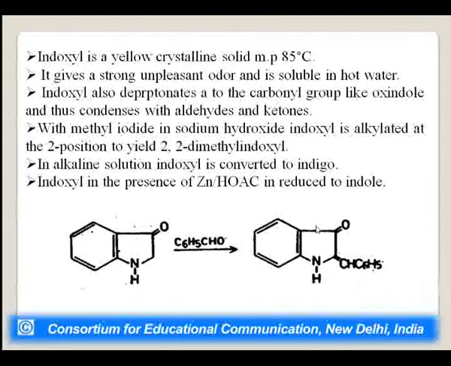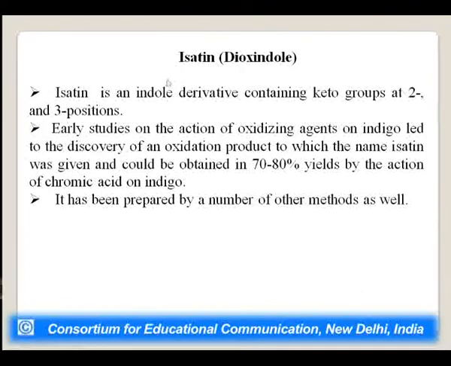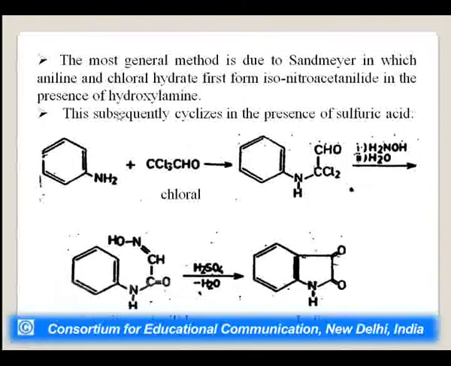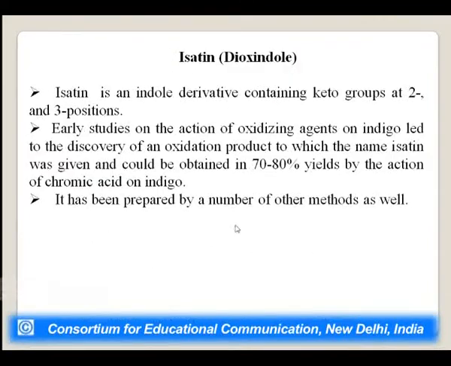Substituted product will form over here. Next derivative of indole is isatin, or we can say dioxindole. Isatin is an indole derivative containing keto group at position number 2 and position number 3. Here you can see this is the structure of isatin, and these are the oxygen atoms present at position number 2 and position number 3.